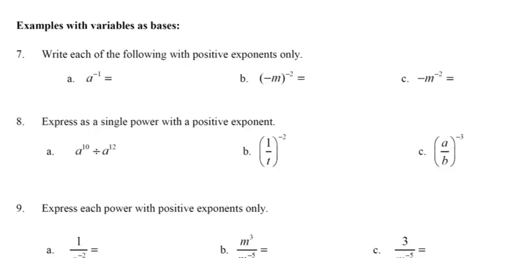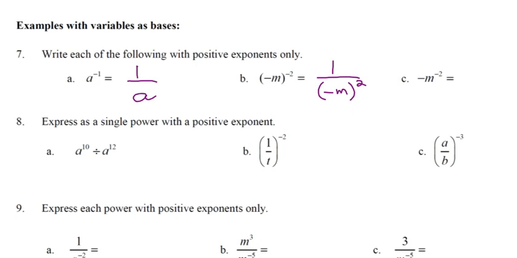Examples with variables as bases. Write each of the following with positive exponents only. So a to the negative 1 is going to be 1 over a. Negative m to the negative 2 is 1 over negative m quantity, right? That negative m. So the base doesn't change, right?